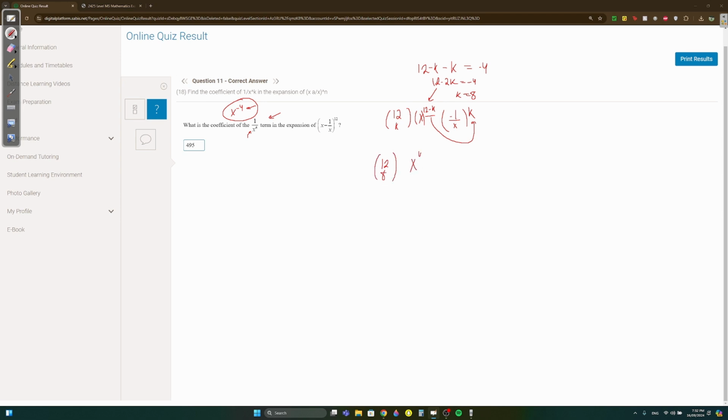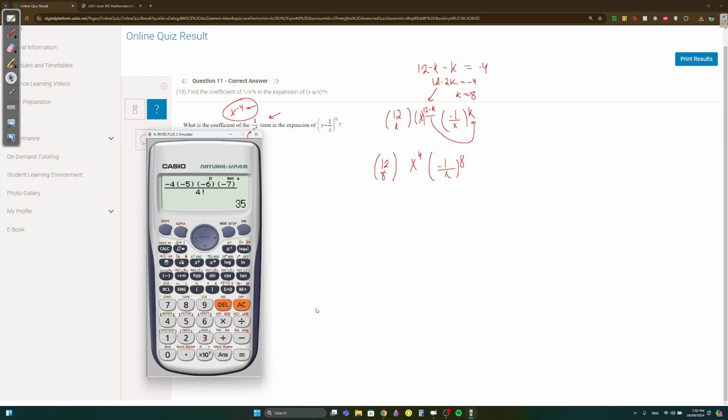x to the power 4 minus 1 over x to the power of 8. 12c8, we do that on our calculator. 495 x to the power 4. This becomes positive because it's an even exponent, so 1 over x to the power of 8. We know that x to the power of 4 divided by x to the power of 8 is x to the power of negative 4. You get 495 x to the power of negative 4, which is 495 over x to the 4. Okay.